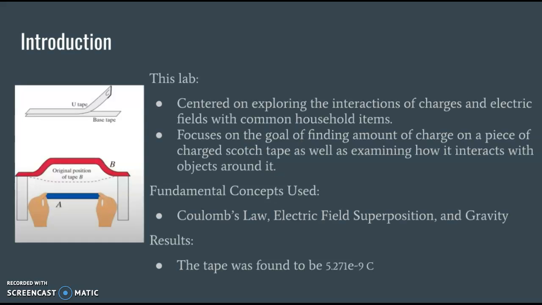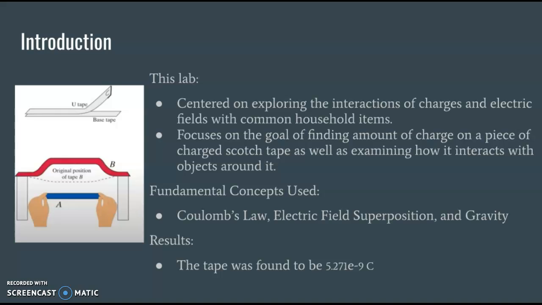This lab centered on exploring the interactions of charges and electric fields with common household items. It focuses on the goal of finding an amount of charge on a charged piece of Scotch tape, as well as examining how it interacts with objects around it. Some fundamental concepts used were Coulomb's law, electric field superposition, and gravity. And the tape was found in the end to have a charge of 5.271 times 10 to the negative 9 coulombs. And then the diagram on the left shows how the lab was performed.